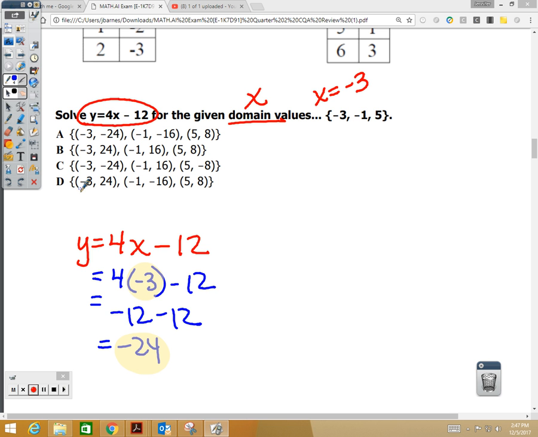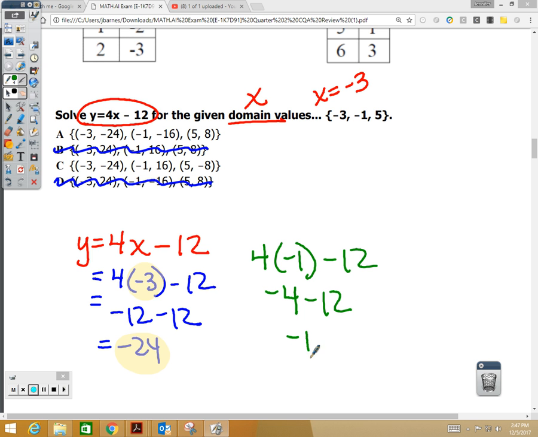So looking at my choices here, negative 3, negative 24, B would not work. C, negative 3, negative 24, D would not work. So now I'm going to try for negative 1, if x is negative 1. So 4 times negative 1 minus 12. 4 times negative 1 is negative 4, minus 12 is negative 16. So if x is negative 1, y is negative 16. A, negative 1, negative 16. C, negative 1, positive 16. So your choice is A.